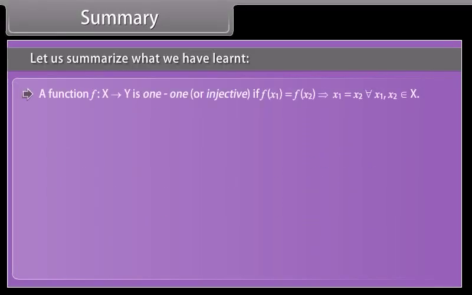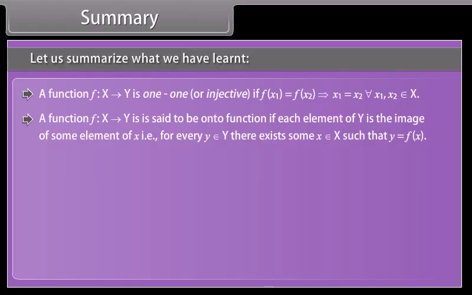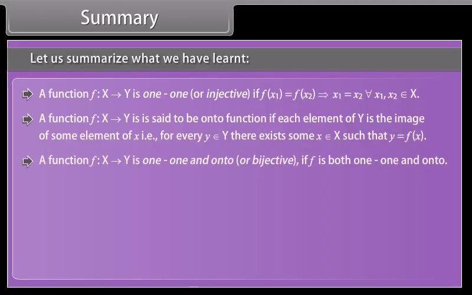A function f from X to Y is one-one or injective if f(x1) = f(x2) implies that x1 = x2 for each x1, x2 belongs to X. A function f from X to Y is said to be onto function if each element of Y is the image of some element of X, that is, for every y belongs to Y, there exists some x belongs to X such that y = f(x). A function f from X to Y is one-one and onto or bijective if f is both one-one and onto.